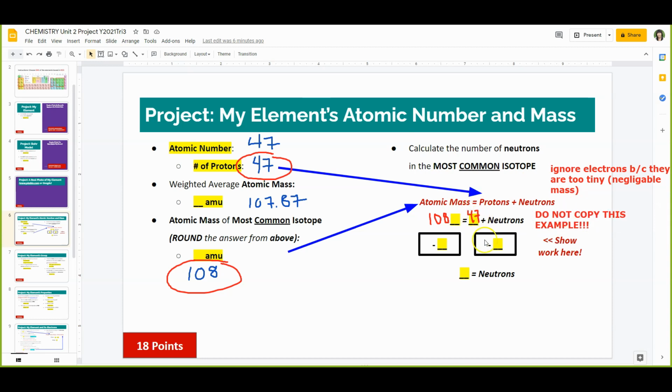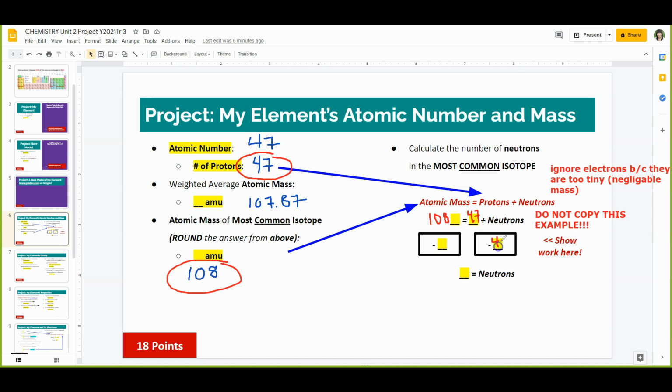But if I were to do this, 47 plus our neutrons here, I want to try to get neutrons by itself. And in order to get neutrons by itself, you need to get rid of whatever is next to it. Currently what's next to it is addition, adding 47. And so I need to do the opposite, which would be to subtract that 47.